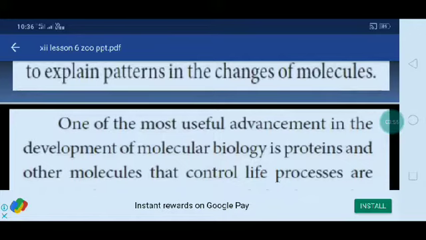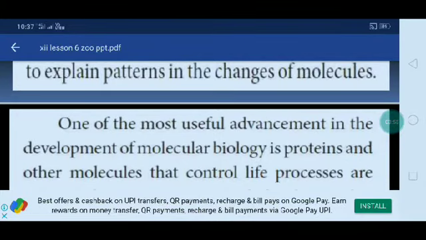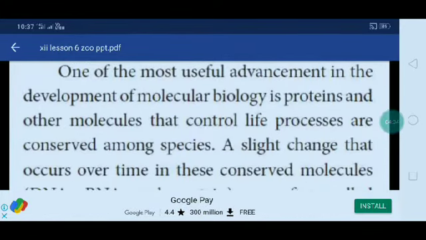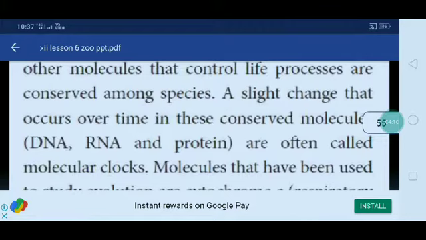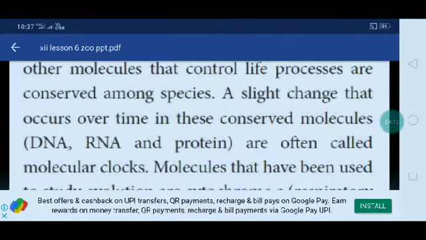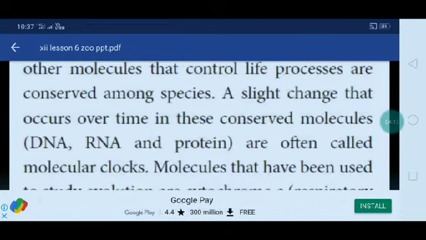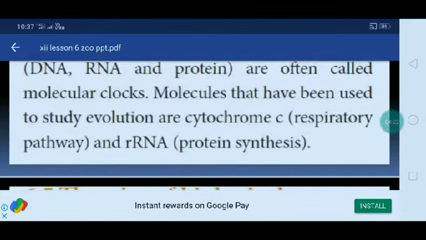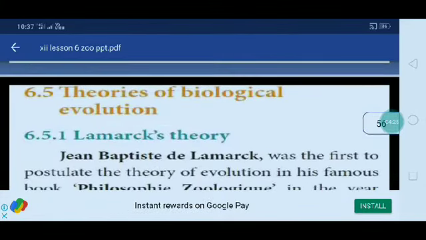One of the most useful advancements in the development of molecular biology is that proteins and other molecules that control life processes are conserved among species. A slight change that occurs over time in these conserved molecules, DNA, RNA and protein, is often called a molecular clock. Molecules that have been used to study evolution are cytochrome C, respiratory pathway, and RNA, protein synthesis.